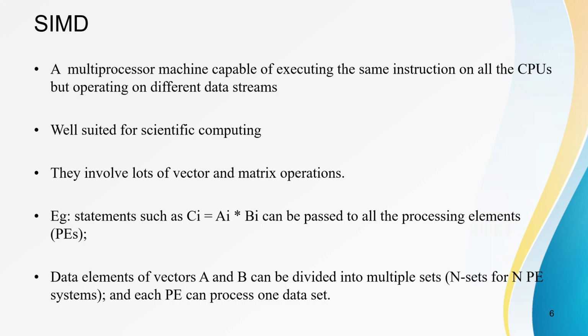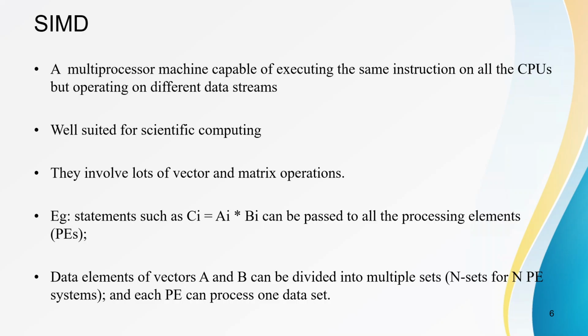Next comes the SIMD model, that is, single instruction multiple data. Here also a single instruction is there but multiple data streams are present. It is a multiprocessor machine capable of executing the same instruction on all CPUs, but all of these CPUs will be operating on different data streams. For example, if you see here, Ci = Ai * Bi. Here we have different data streams, A, B and C.